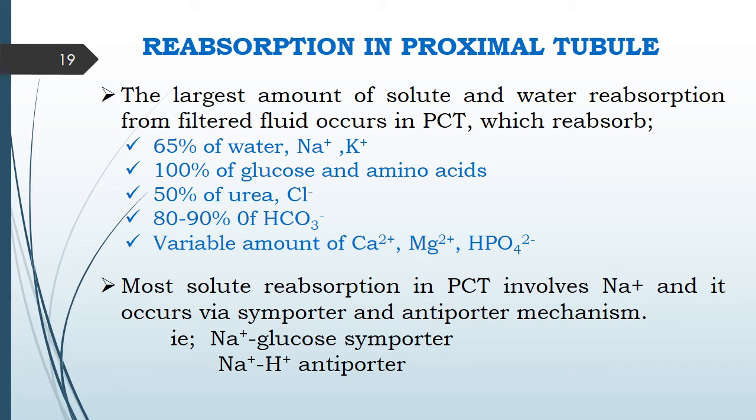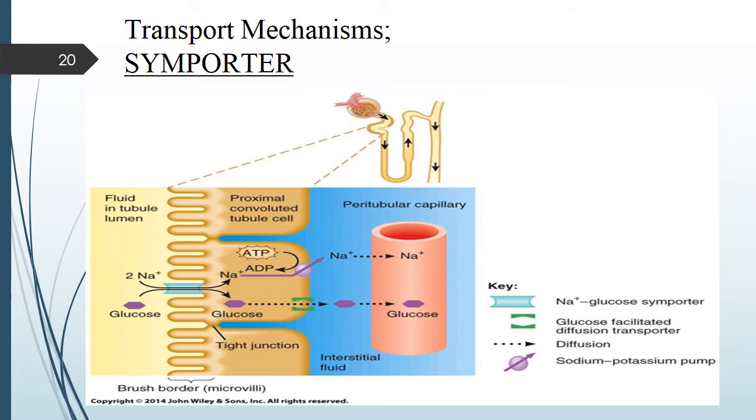These are all reabsorbed in the proximal convoluted tubule, and most solute reabsorption there involves sodium, and it occurs via symporter and antiporter mechanisms, that is the sodium-glucose symporter and sodium-hydrogen antiporter mechanisms. We already said that in the proximal convoluted tubule there are two types of transport mechanism, the symporter and antiporter mechanisms. In this picture we can see the symporter mechanism, the sodium and glucose symport mechanism.